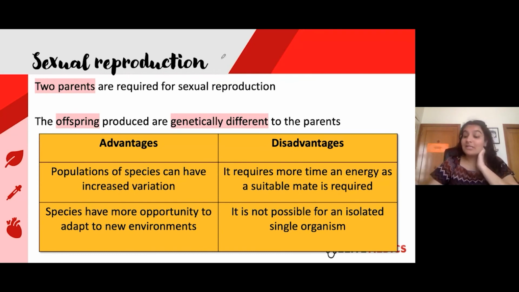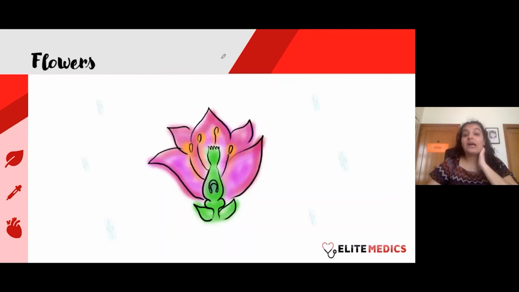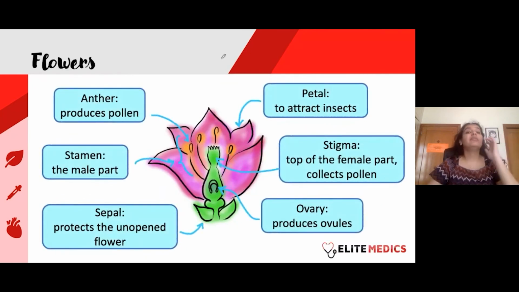And that's all the time I'm going to spend on that, just because I want to spend a bit more time on talking about sexual reproduction within plants, because it's quite different to what happens in animals. That's all really, really important to know about. So before we properly start that, we need to get acquainted with the different parts of the flower.